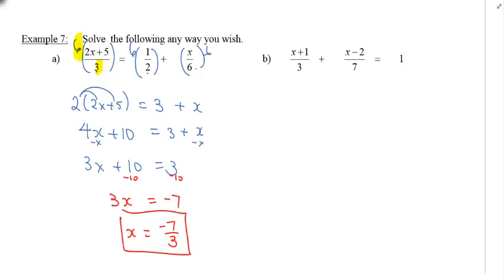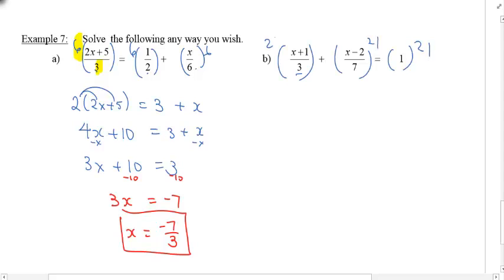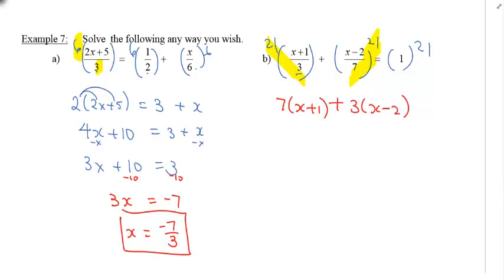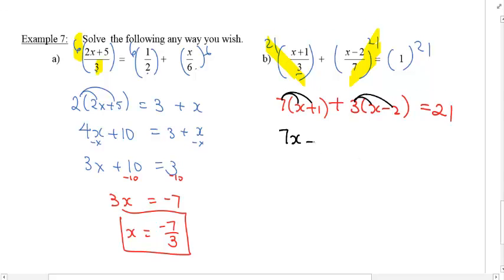Once again, for part B, I see 3 and 7. Lowest common denominator. Did you say 21? I hope so, because 21 is correct. Once again, I'm going to simplify this part first. Division, 21 divided by 3, that's 7. So 7 bracket x plus 1. 21 divided by 7, that's 3. So plus 3 bracket x minus 2. And then 1 times 21, that's just 21. Go ahead now and expand. 7x plus 7.